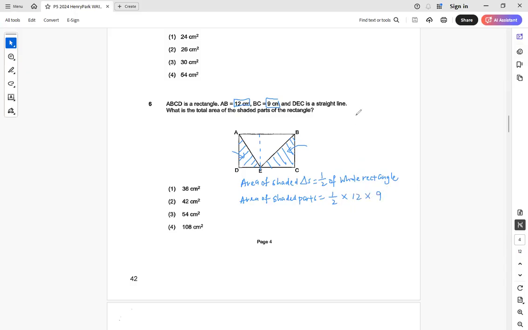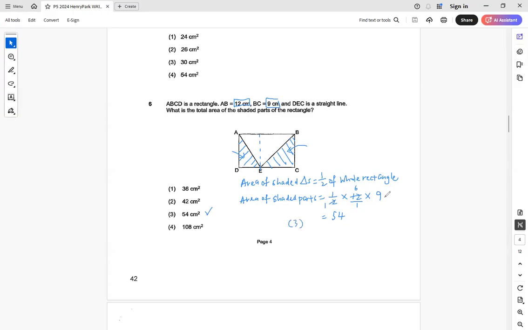Same thing like what I've shown just now. If you can simplify, try to simplify. So this one, diagonally, the 2 and the 12, you can divide by 2. So this becomes 1, 12 will become 6. So the first number is just 1. So 6 times 9 will give us the answer 54. So your answer will be option 3.